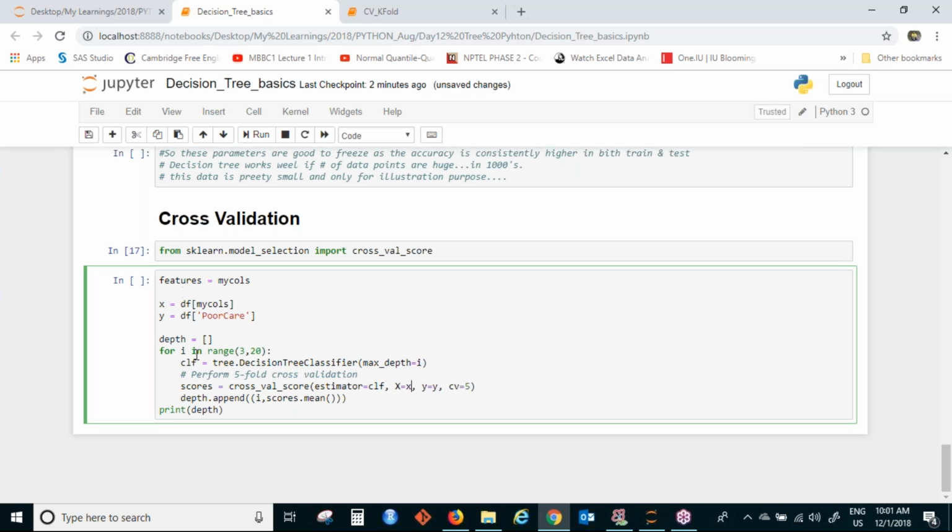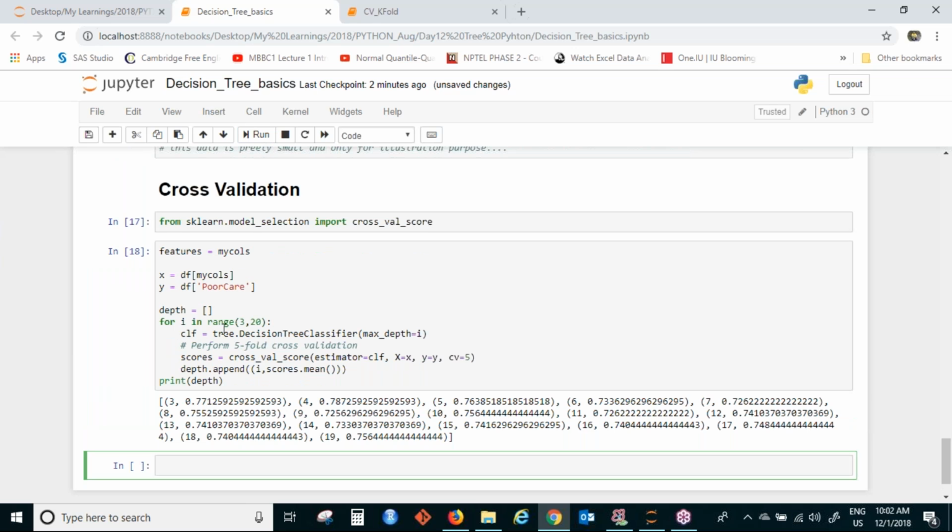This is just for our learning. And y is equal to y. So you see I have given the data frame, so this is on the entire data, not just training or test data. And then cv is equal to 5. And next I'm calculating the score, the average accuracy for each value of i. And then I'm just printing it. So let me run this.